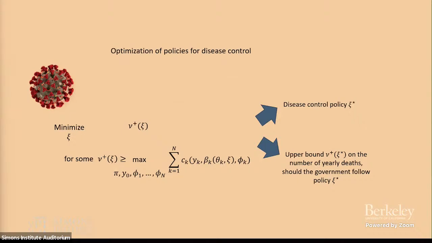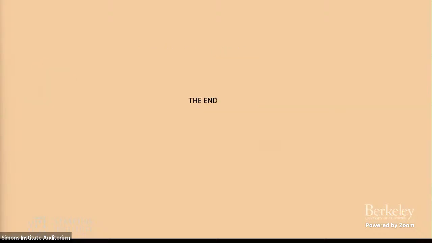But of course, you cannot go to a government and say, if you follow this policy, it could happen that you kill 1 million people or something. They want to know for sure, because otherwise it's ridiculous. And I'm going to stop here. Thanks.